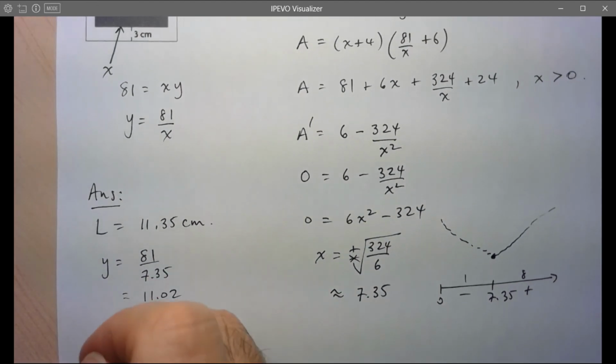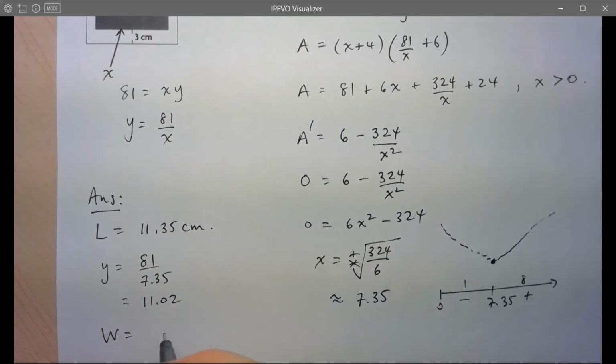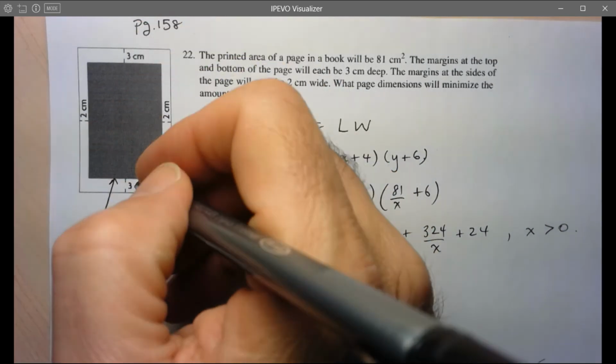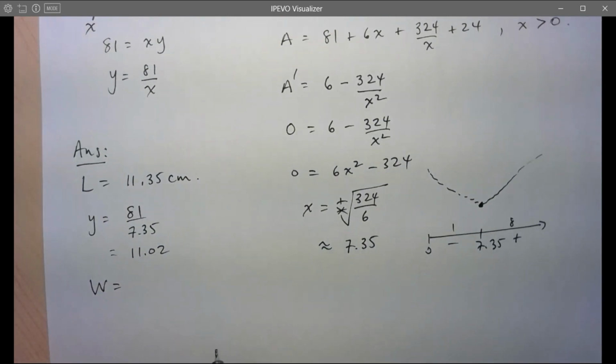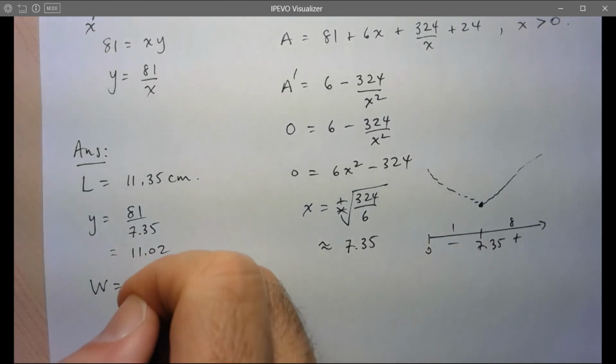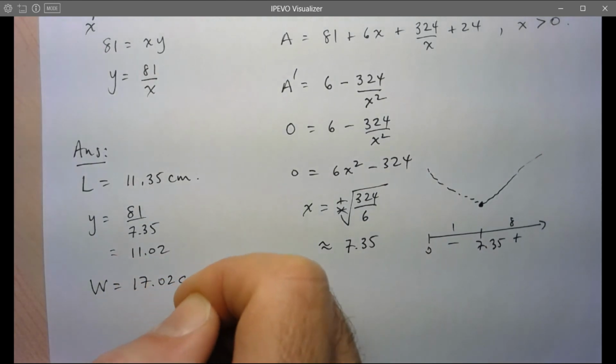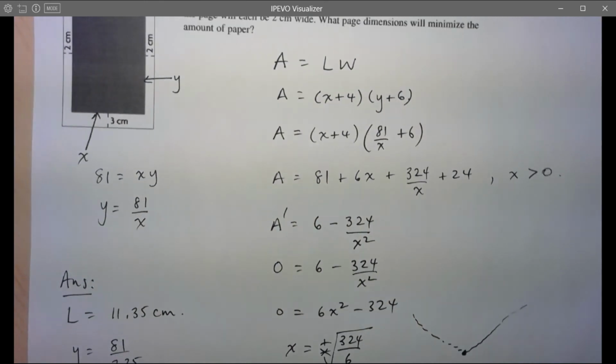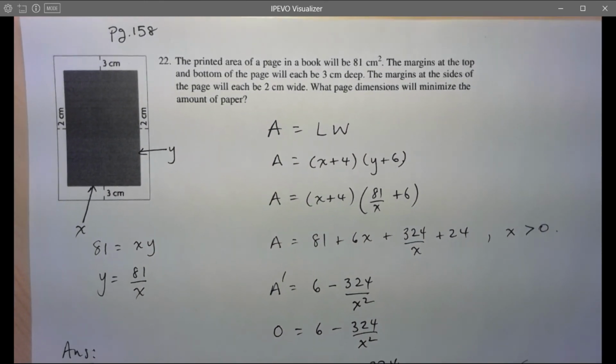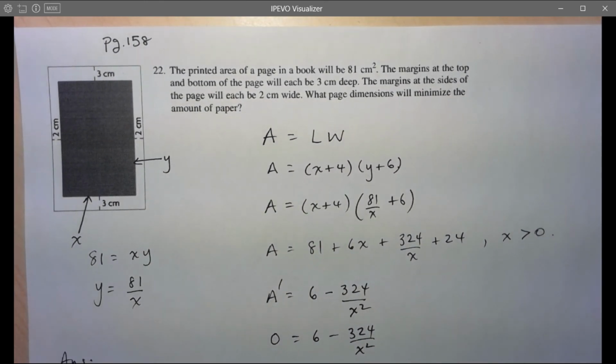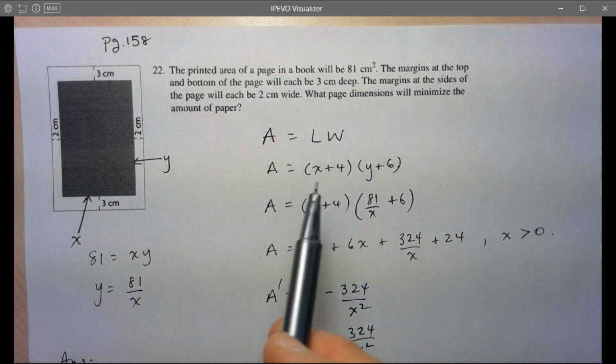And in order to find the width of the page, remember it was 3 on top and bottom, so I'm just going to have to add 6 to that, so that's going to be 17.02 centimeters.